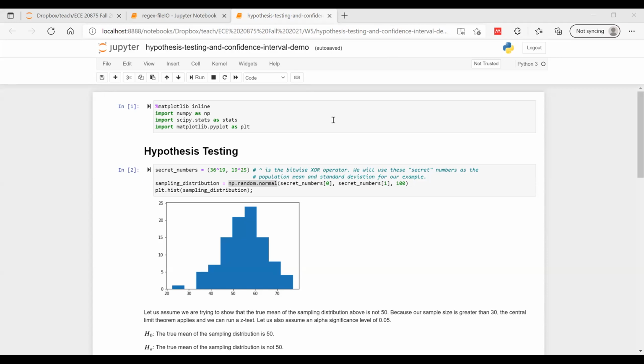Yeah, I think that I forgot this Jupyter notebook. So before I proceed further, let's take a look at some examples about the hypothesis test and the confidence interval.